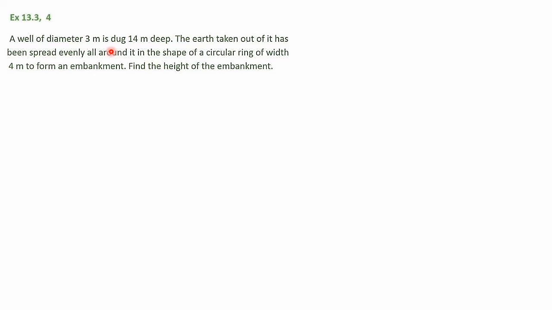Here, just like the previous question, we are digging a well and the diameter of the well is 3 meter. Depth is 14 meter. So the shape is like a cylinder, and while digging the well we get a particular quantity of earth. The earth we get is taken out and spread evenly all around the well in the shape of a circular ring of width 4 meter to form an embankment. Embankment means a raised structure around the well just to avoid accidents. We have to calculate the height of the embankment.